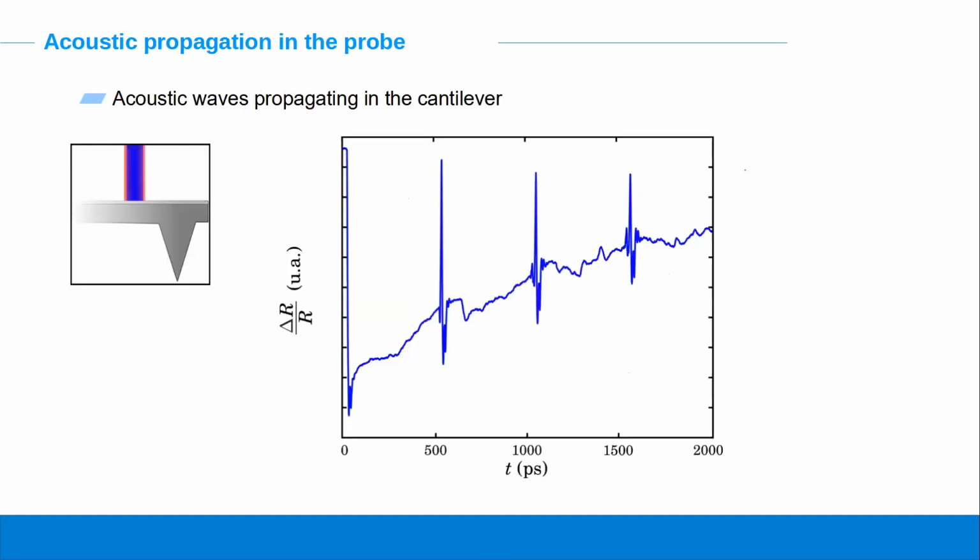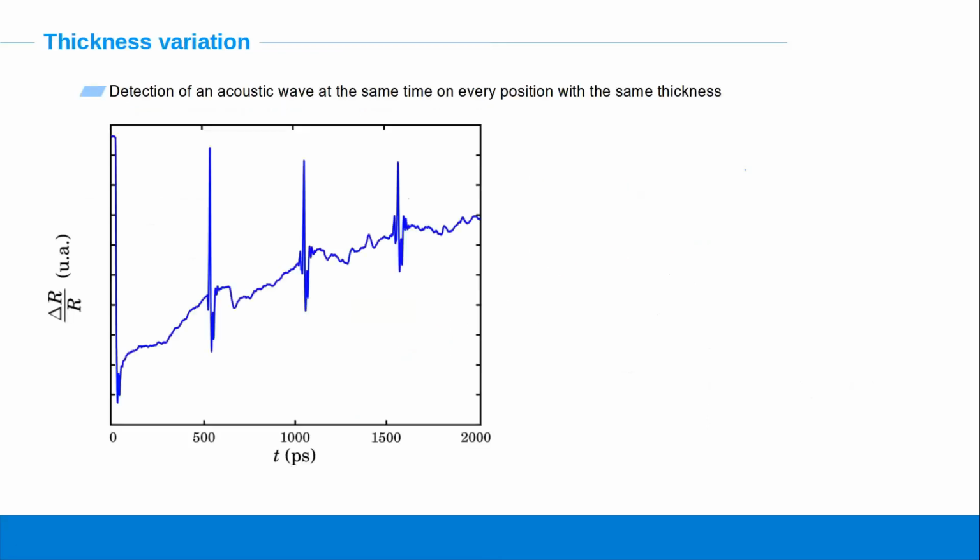And so if we look at the acoustic propagation in the cantilever and the AFM probe, firstly, when we are focusing both laser beams on the cantilever, we can observe such a response over 2 nanoseconds, which has important peaks here that correspond to longitudinal acoustic waves that are propagating back and forth in the thickness of the cantilever. So using those peaks, we can determine every variation of thickness in the cantilever.